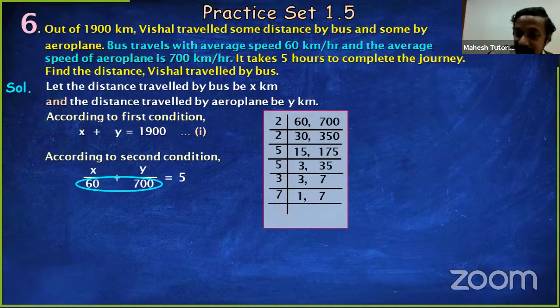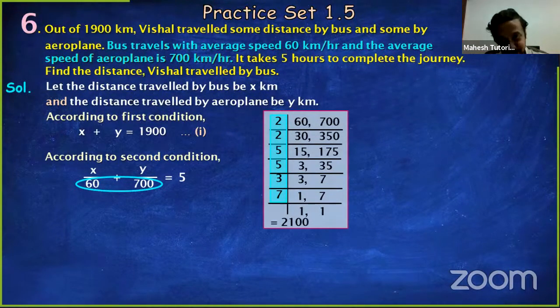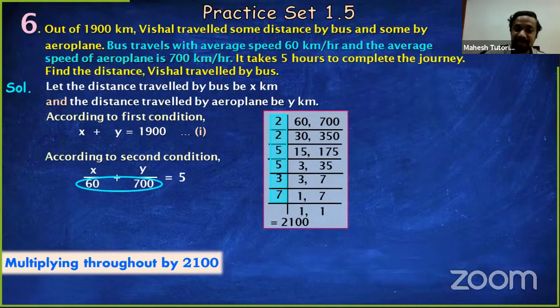7 ones is 7. So now students, multiplying all these factors which we have got, the total comes out to 2100. So the LCM, students, of 60 and 700 is 2100. So in that case, students, to get rid of this denominator, 60 and 700, we'll multiply each term by 2100. So let us multiply it.